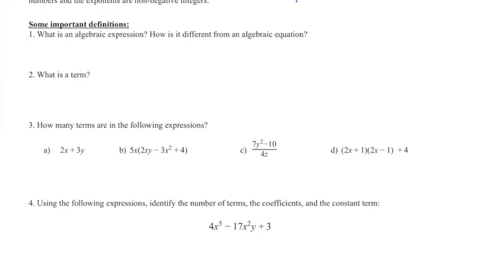So first of all, what is an algebraic expression and how is it different from an algebraic equation? Okay, so an algebraic expression is an expression involving variables. Okay, so it's really important that we have variables in this. Okay, so let me give you an example. X squared plus 4 is an expression. How is it different from an equation? Okay, so an equation would be something like this.